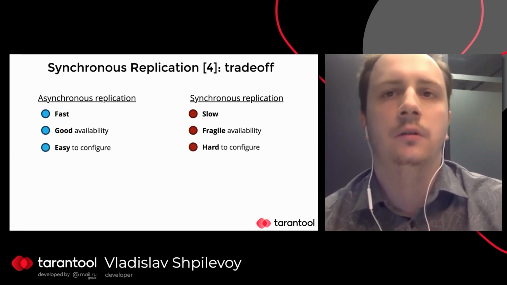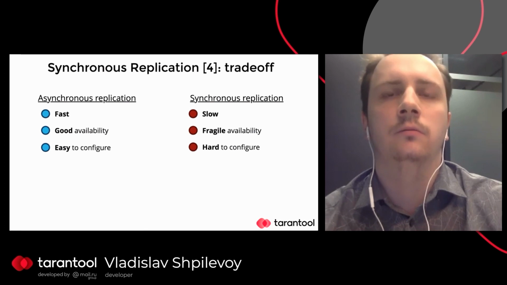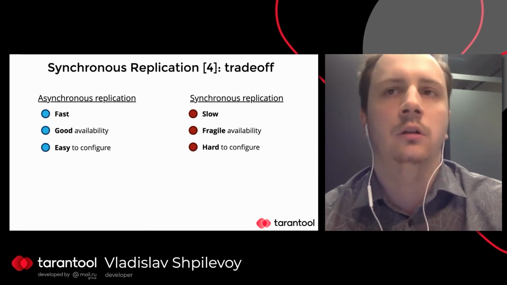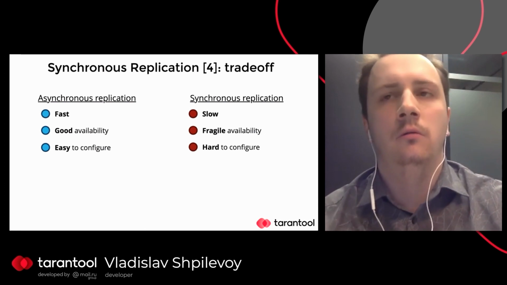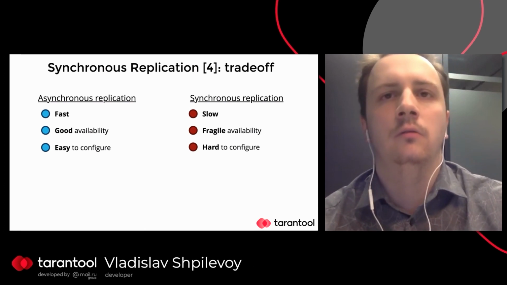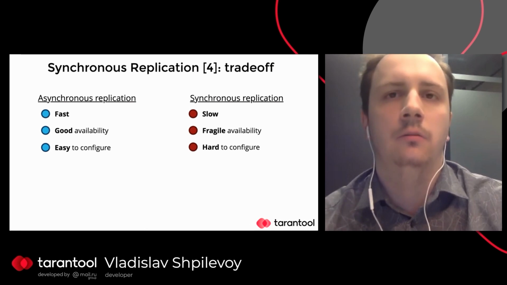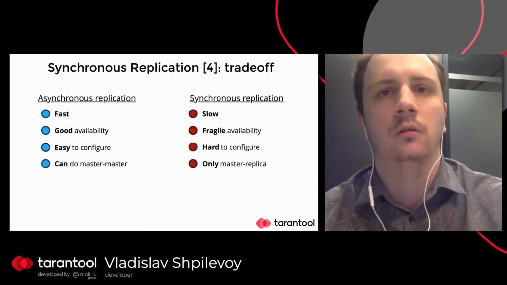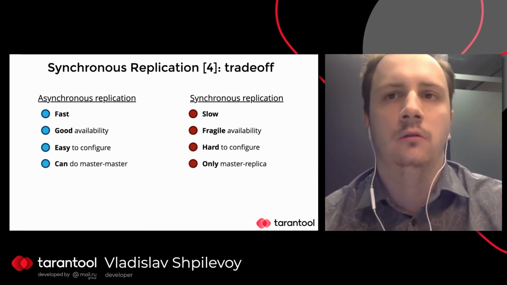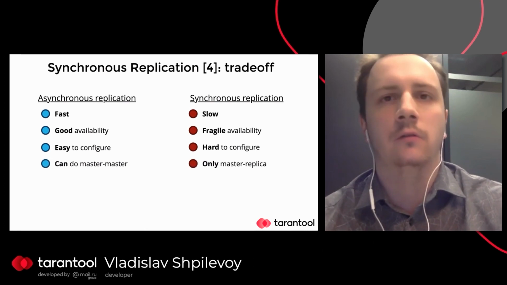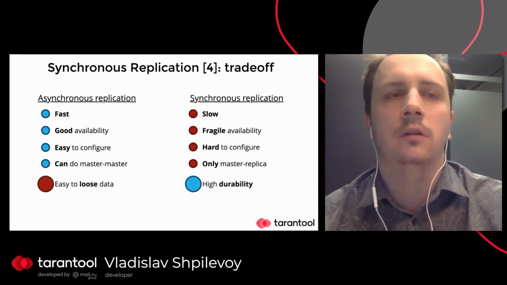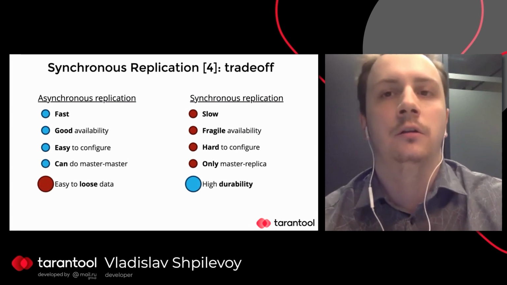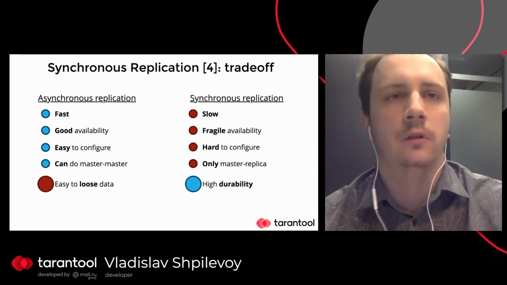Another point, synchronous replication is hard to configure. You need to think about quorum, topology, commit timeout, and be prepared in your application code for all kinds of errors related to work with network. Final point is that synchronous replication doesn't support master-master topology. It's a limitation of the algorithm, not of the implementation. But on the bright side, you get higher data safety in case of master node failure. This is way more important than everything else sometimes.